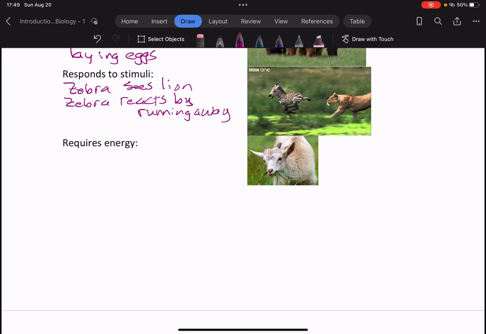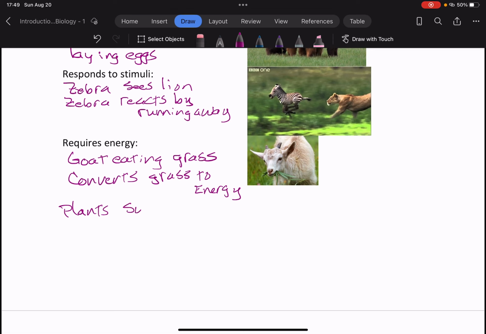Now it also, living organisms require energy. Goats eating grass. So like in that case there, I have a goat. The goat's eating grass, converts the grass, or even if you want to deal with plants, sunlight, and CO2 to make sugar. And that's where all that starts from. So different ways. It requires energy to grow.